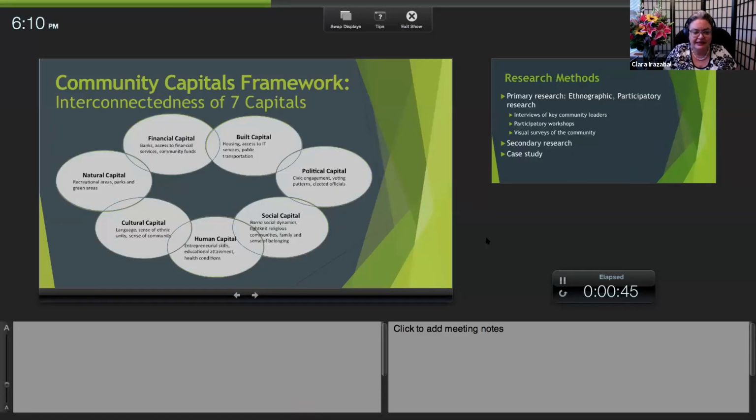If you have seen it, the Community Capital Framework contemplates seven different types of capitals and their interaction. So built capital is included in that, of particular connection to urban planning, but also political, social, human, cultural, natural, and financial capital. And this allows us to avoid the economicist, myopic view that many community development planning and programs have, focusing exclusively or almost exclusively on economic or financial capital, but it gives a more holistic perspective of what's going on in a community at large.